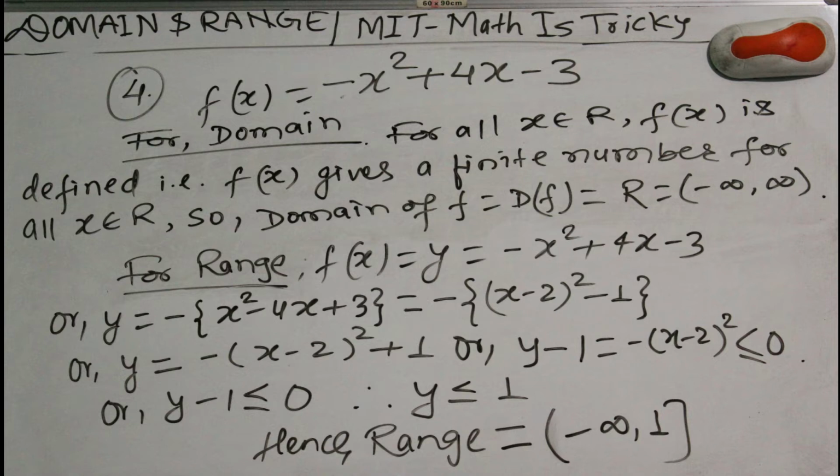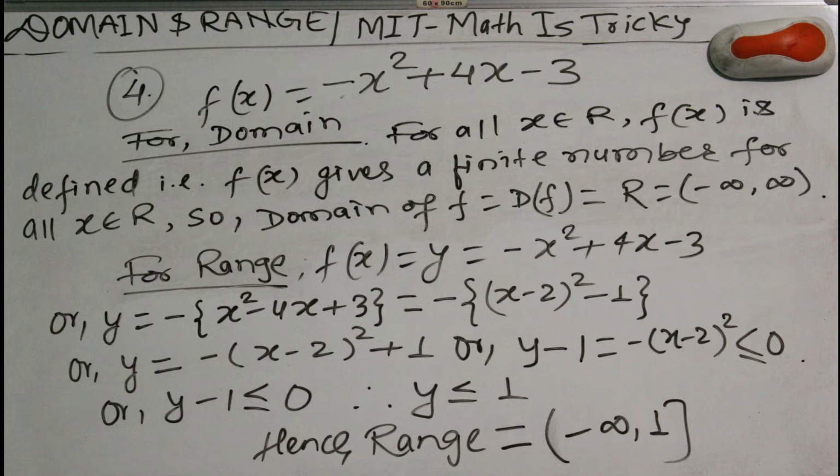Now for range, as before, we'll try to express the terms containing the variable on the right hand side as a perfect square. So let's take minus common, and we will get x square minus 4x plus 3 on the right hand side. Now we'll express this in perfect square form by adding and subtracting 4: minus 4 plus 3 is minus 1, so minus (x minus 2) whole square minus 1. Now it gives y equals minus (x minus 2) whole square plus 1. So now let's bring (x minus 2) whole square to the left hand side.